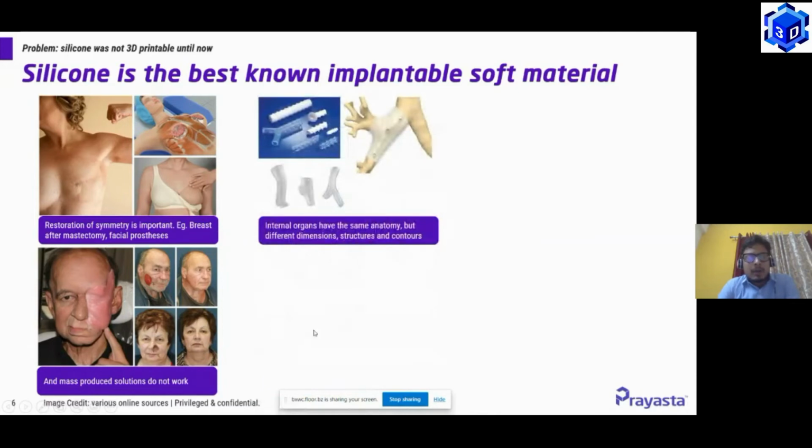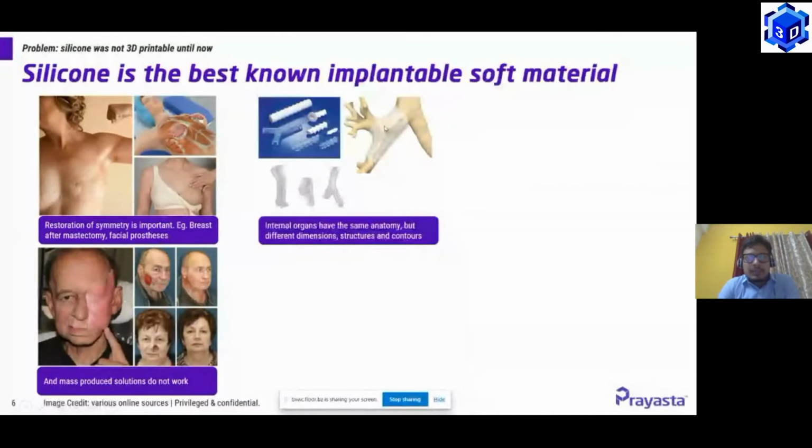The second important aspect is that we look at human anatomy. Everybody will have one trachea dividing and going into two lungs and so many branchings. But if you carefully look at that, they have a unique contour, dimension and structure, and those are very, very unique as per the individual.